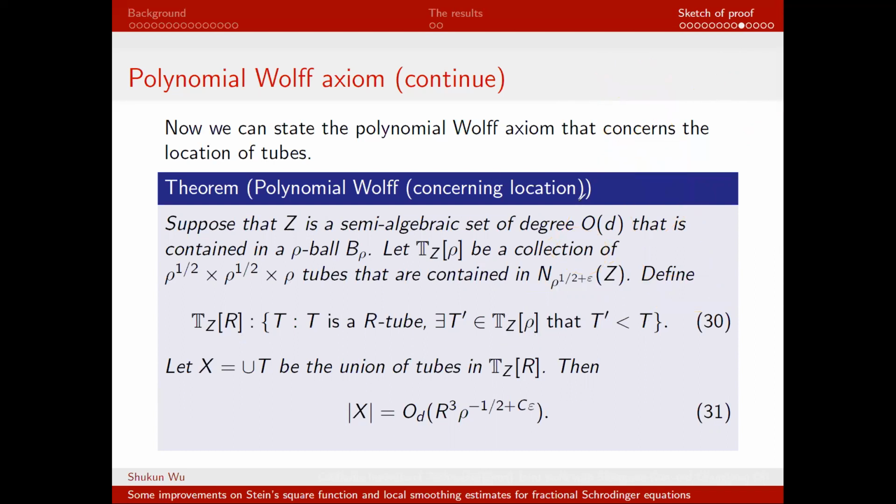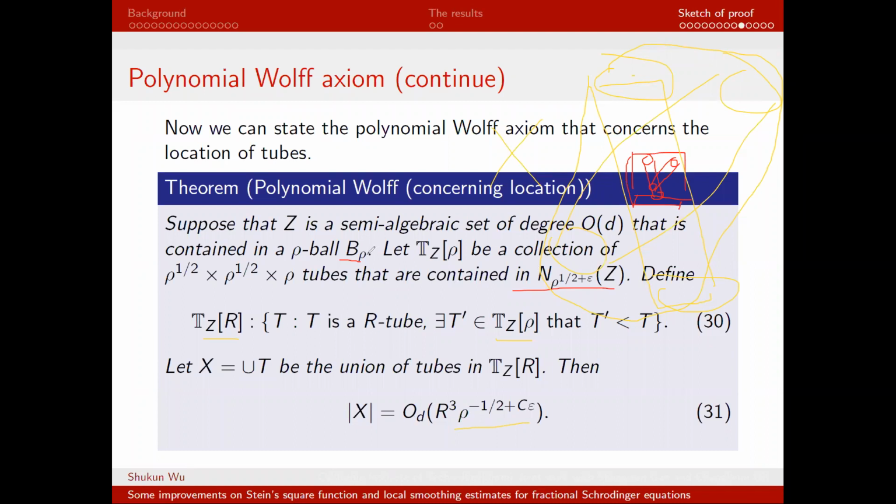Okay, now let me go back. Now let's consider the union of all those bigger tubes. Let's call it X. Then the polynomial Wolff axiom basically says that X has an upper bound, which is R cubed times the saving rho to the negative half.